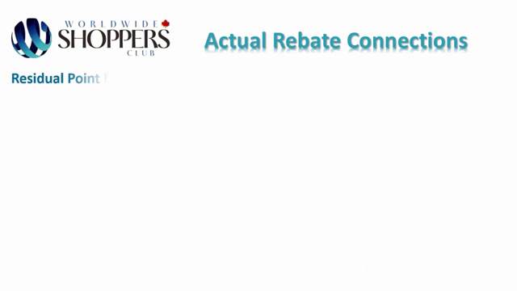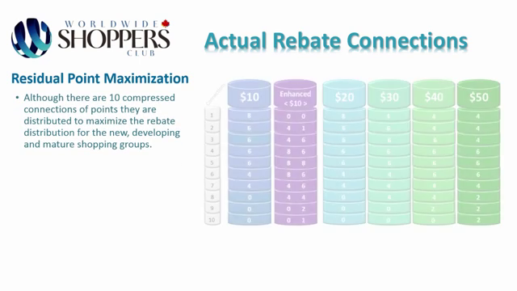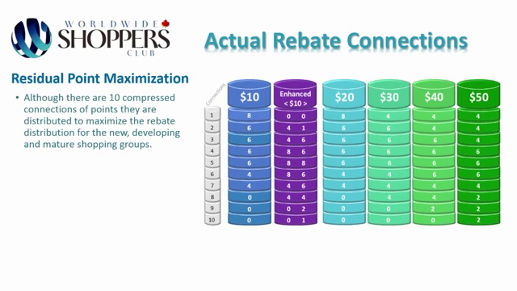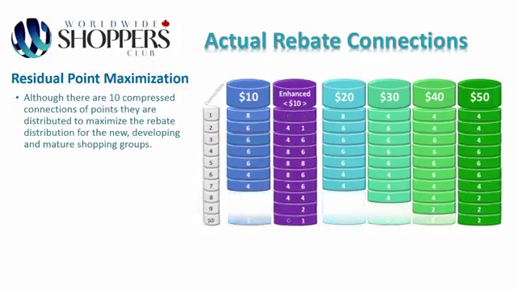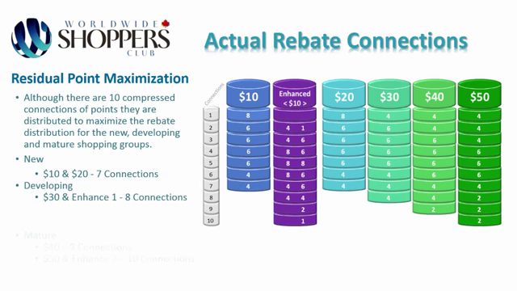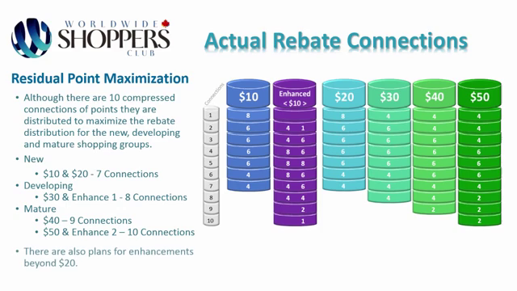Alright, just to wrap up the conversation about the point system, I want to tell you about the actual rebate connections. The actual rebate point system is designed for the best distribution for new, developing, and mature shopping groups. So when you actually look at the connection and point distribution, we have only 7 connections for the $10 and $20 connections because that's designed for new groups. Then as a group develops, in the 30 and the enhanced, we go to 8 connections. And then for the mature groups, in the $40 and $50 subgroups, and in the second enhancement group, we have 9 and 10 connections. And just to let you know, we already have plans for enhancements over $20.